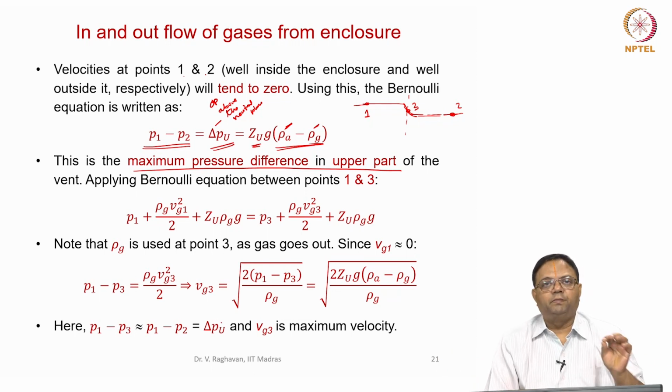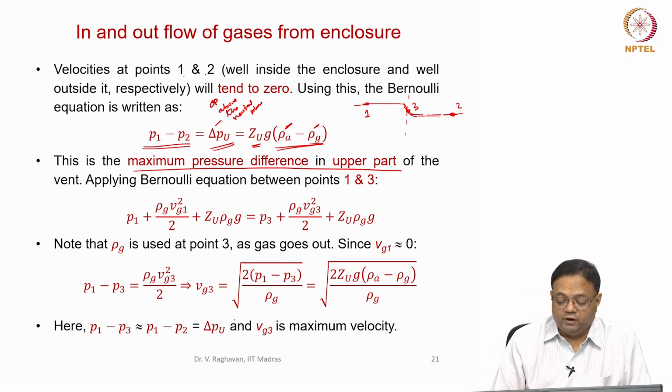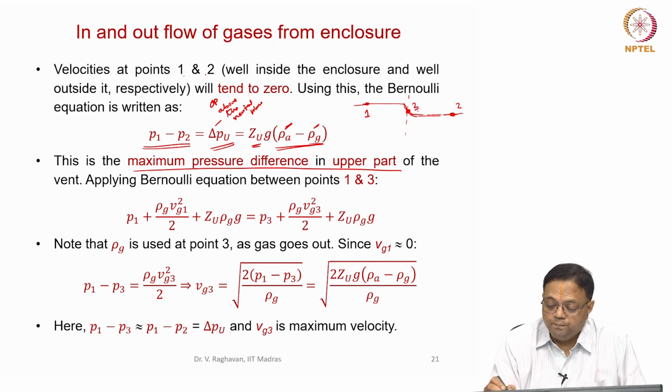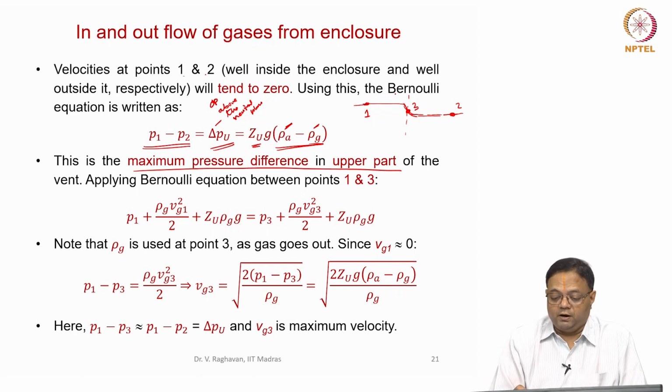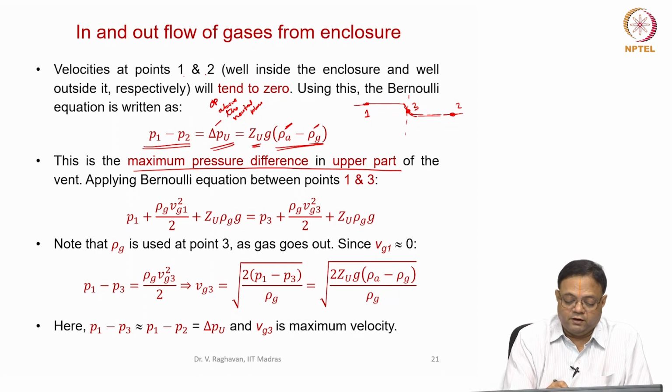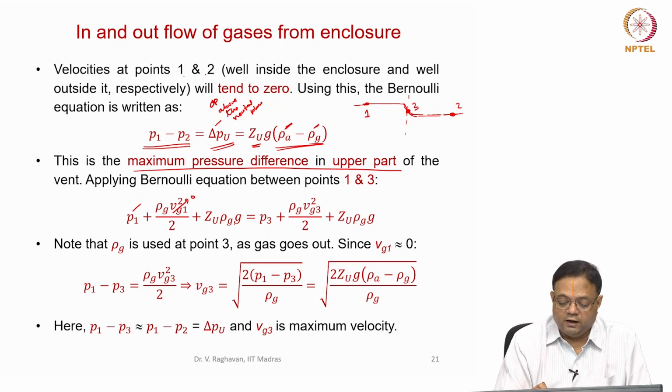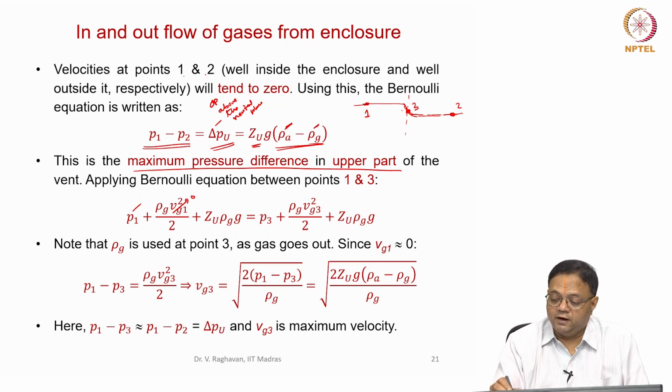The expression used is the simple Bernoulli equation. Now let us take point 3 and point 1 and apply the Bernoulli equation. At point 1, the same equation, P1 plus rho G Vg1 squared by 2, but this is 0 because we have discussed that, plus Zu rho G g, equal to P3 at this point. So you can see that P1 reduces to P2 passing through P3. So P3 will be in between P1 and P2.